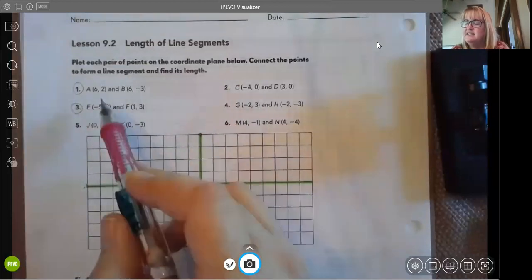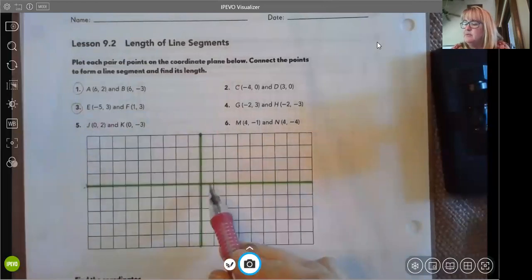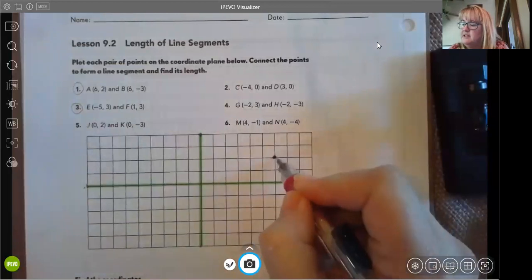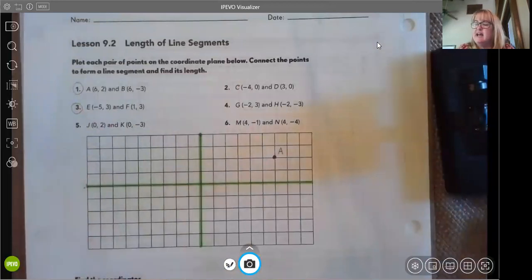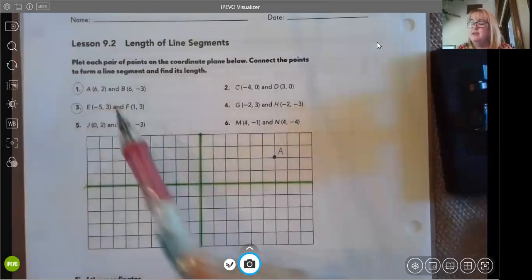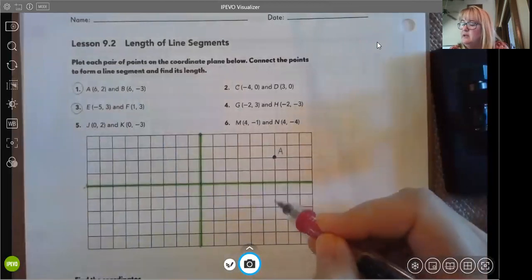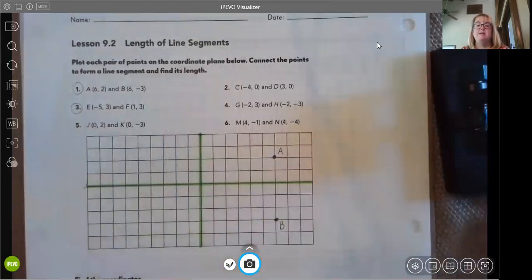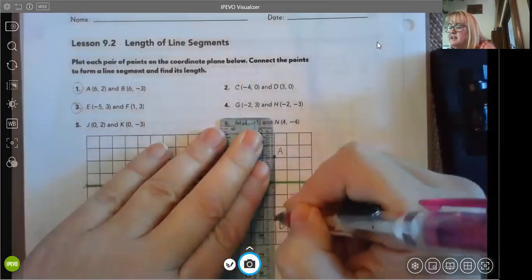Okay, so A is at 6, 2. We're going to go over 6 and up 2. So over 6, 1, 2, 3, 4, 5, 6, up 2. So this is A. B is at 6 and negative 3. So we're going to go over 6 and down 3. So we're going over 6, and now we're going down 3. 1, 2, 3. So this is point B. And then it asks us to connect these, and this makes a line segment.